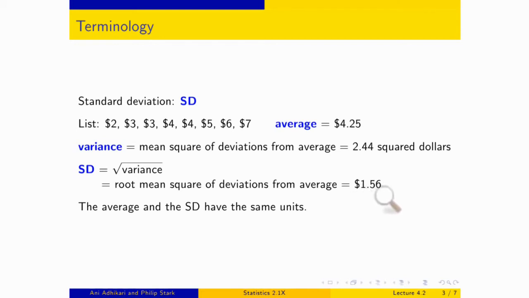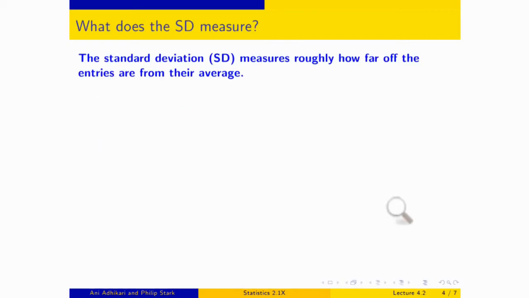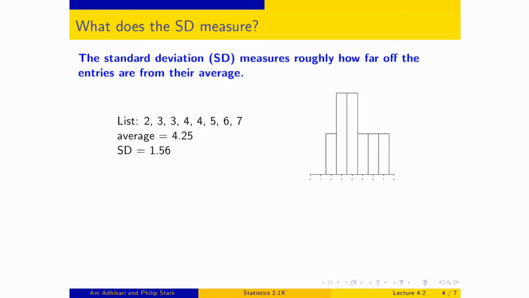We've calculated a number, and the first question has to be, why? What is it for? What does it measure? It measures roughly how far off the entries are from their average. It measures the rough size of the deviations from average. And to see that in a picture, let's go back to our list and its average and SD now. Here's its histogram again. The average, the balance point, is right here, just above 4. The SD is about 1.5, and what we'd like to do now is to look at the SD on this graph. So you should think of the SD as a plus or minus number, an error of the average. You start at the average and you walk an SD on either side.